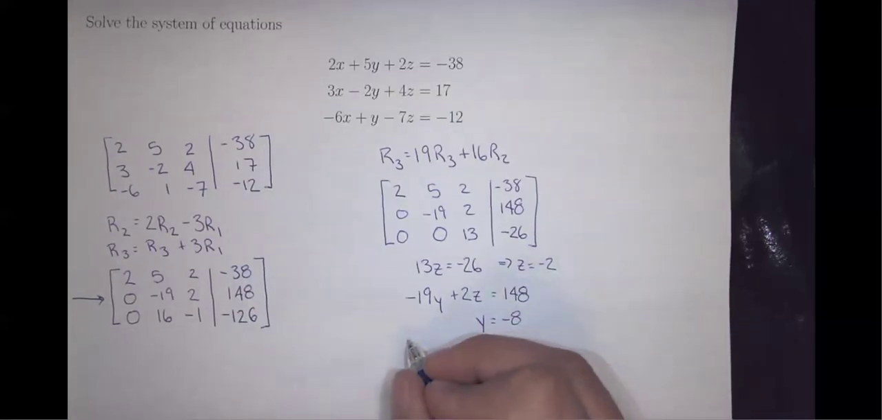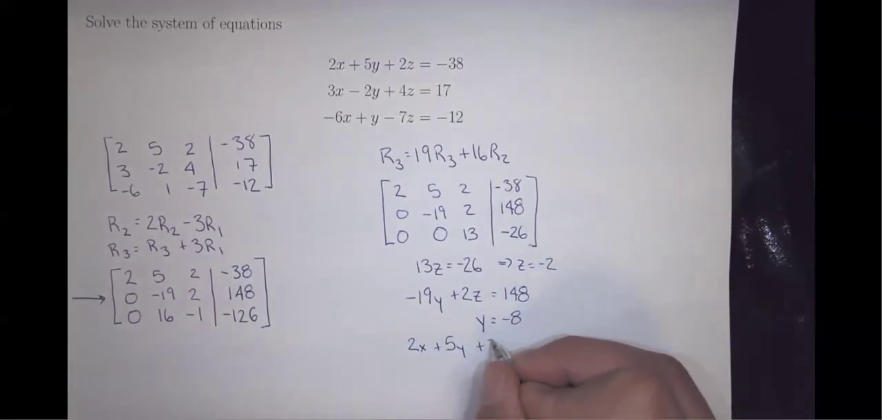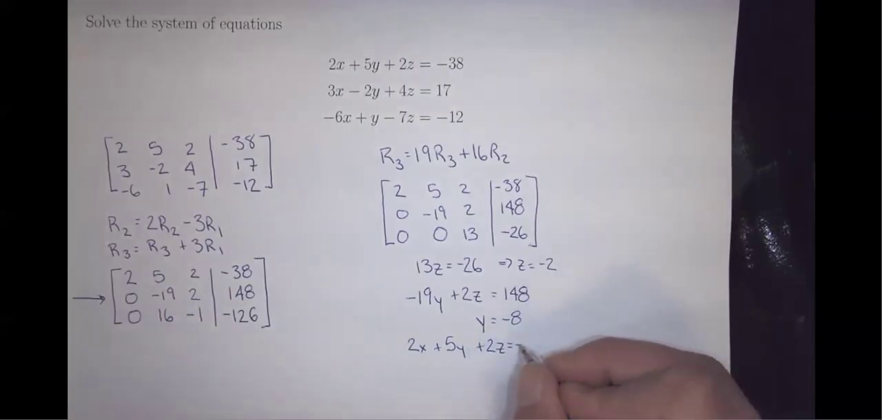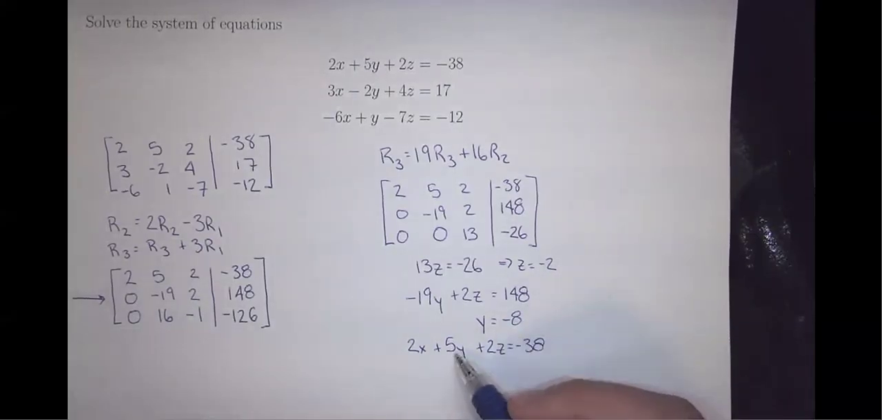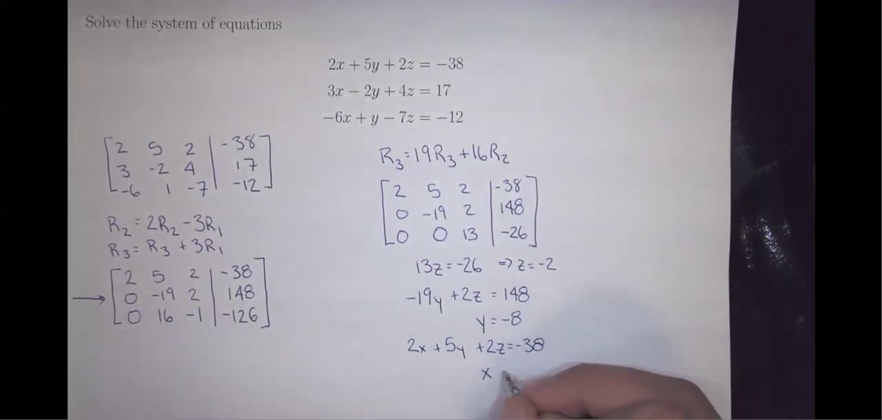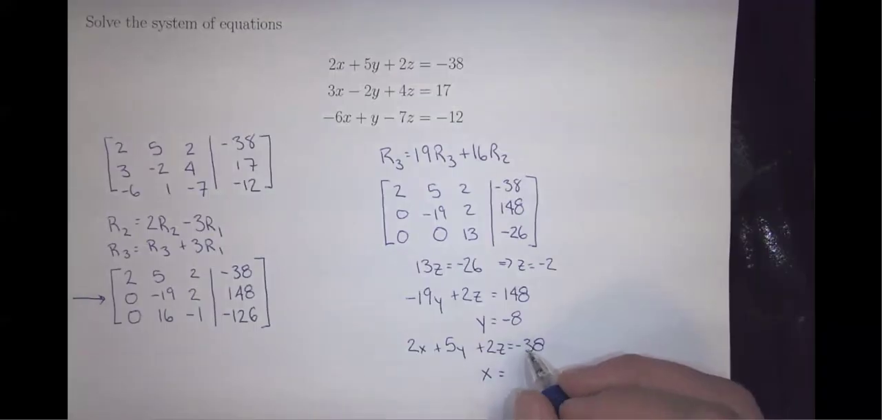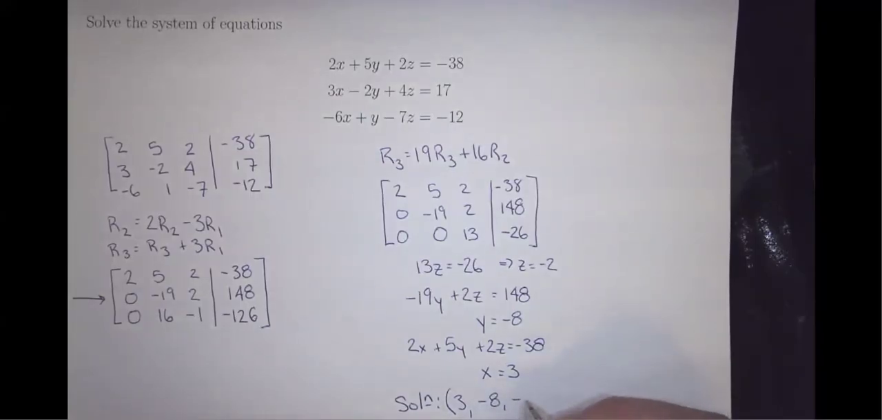And finally, we have 2x plus 5y plus 2z is equal to negative 38. And we can plug in z equals negative 2, y equals negative 8. Move those over to the right, divide by 2, and we should end up with x equals 3. So our solution is 3, negative 8, negative 2.